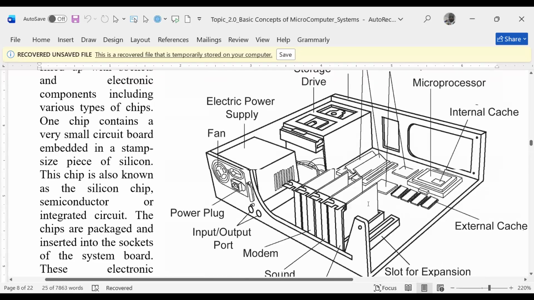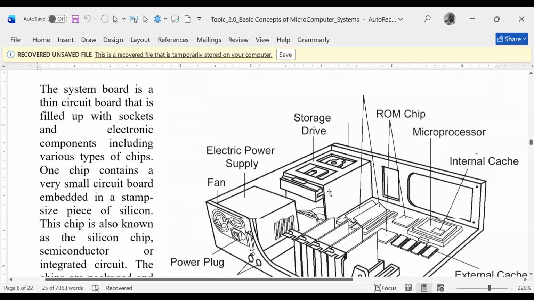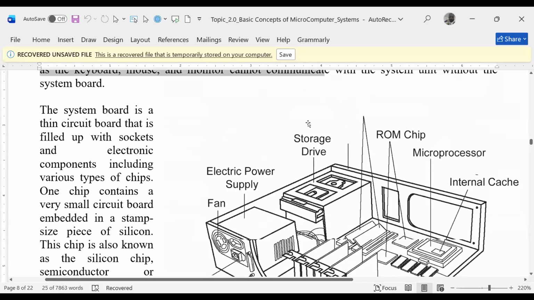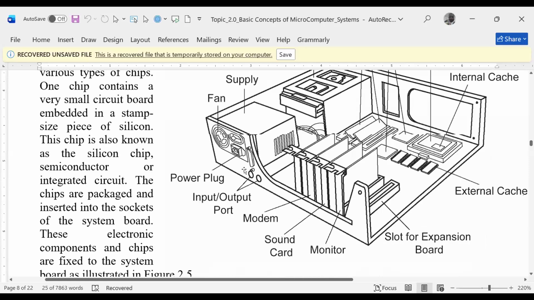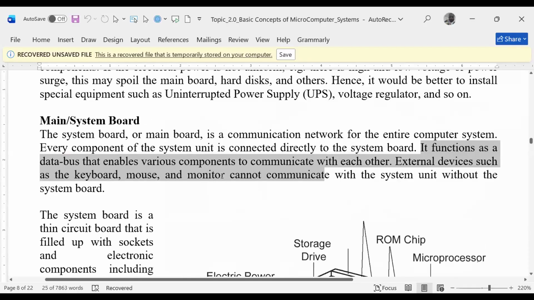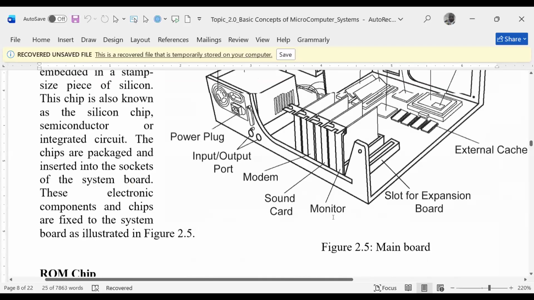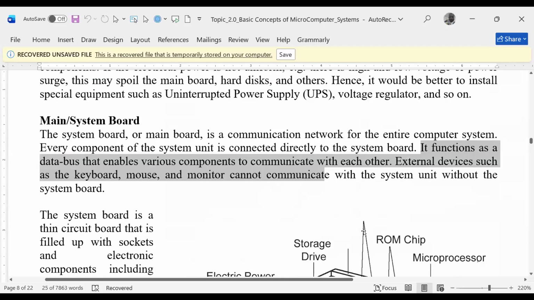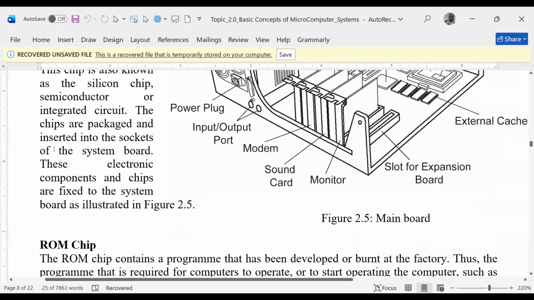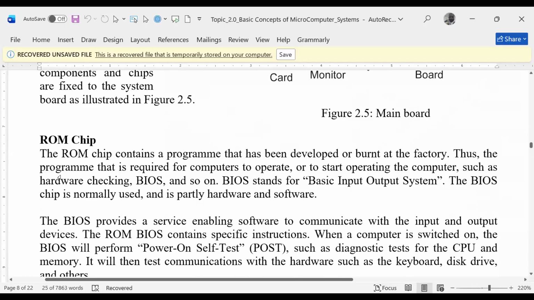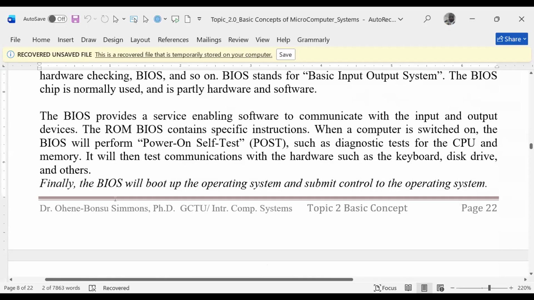And this is a picture of the main board, the system unit, how it is. Your hard disk storage is here. This is our port where external devices can be connected. So this is how the system unit is. Another associated component here is called the RAM chip. Other components associated with the motherboard or main unit are here.